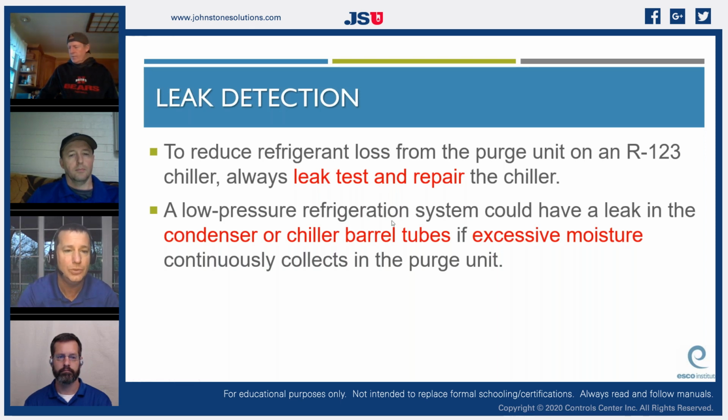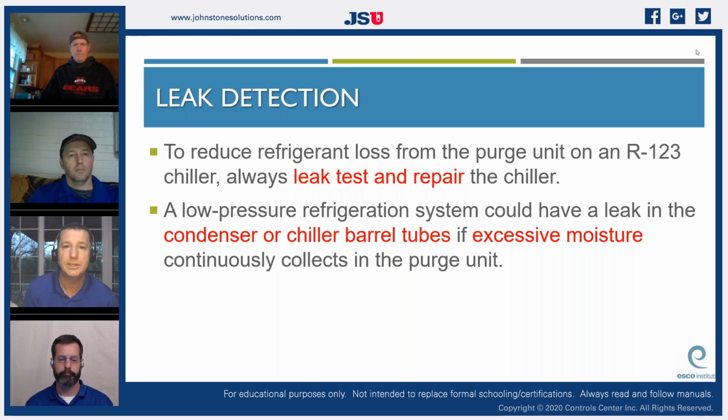We don't let it continue running when we know that we have a known leak. A low pressure refrigeration system could have a leak in the condenser or in the chiller barrel tubes if excessive moisture continuously collects in the purge unit. So we can slightly determine where our leak is based on whether our purge unit is releasing air, vapors back into the atmosphere, or whether it's releasing moisture.